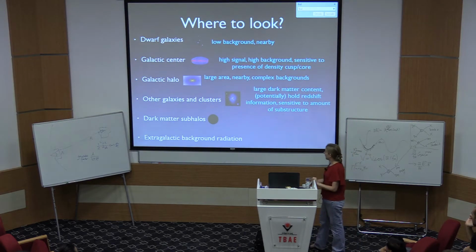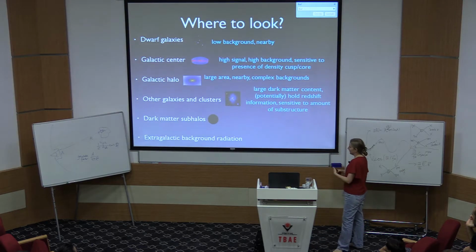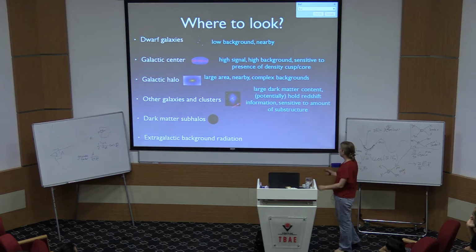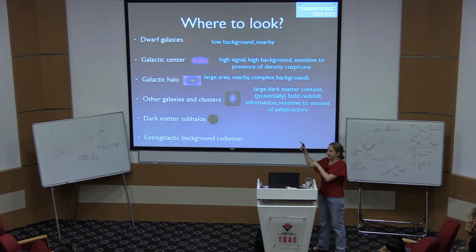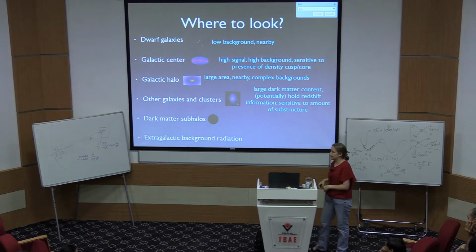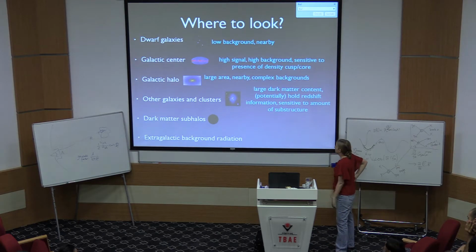You can look outside our galaxy, you can look to other galaxies in clusters. These obviously can have very large dark matter content, it's just they're further away, so you pay some penalty for that. They can potentially hold redshift information. You can validate a signal by saying, okay, if we look into clusters, is the cluster that's at twice as high a redshift, are the photons we're seeing from that cluster twice as low in energy? Is it consistent with having the same origin spectrum?